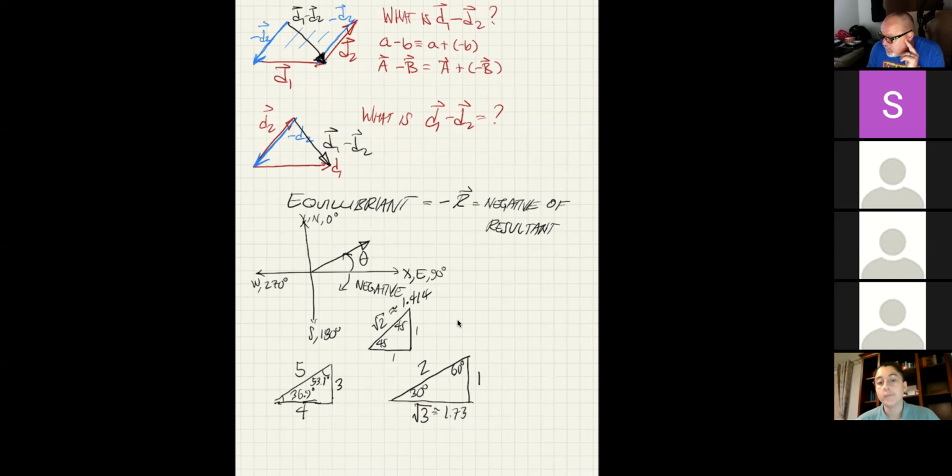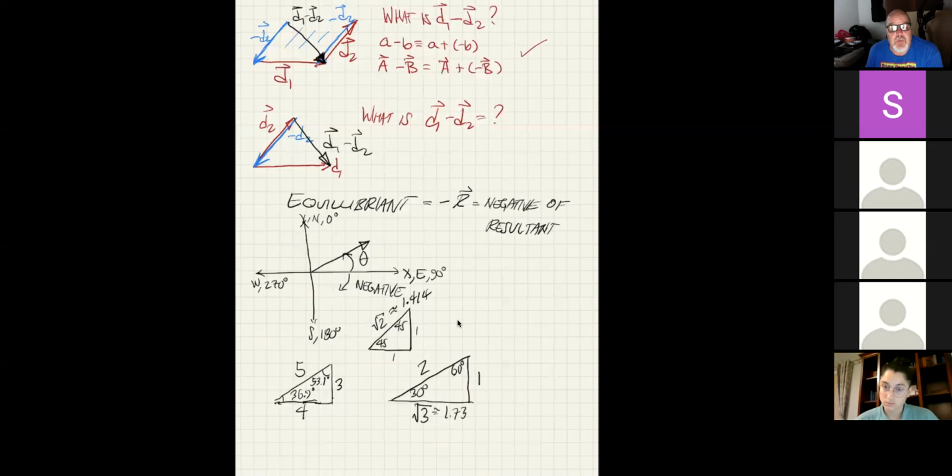And then what I did was I slid it along d1, and by doing that, now I have it in head to tail format, and I just draw from the tail of the first, which is the top left corner, to the head of the last, which is the bottom right corner, and you can see that I in fact got d1 minus d2 is this guy.